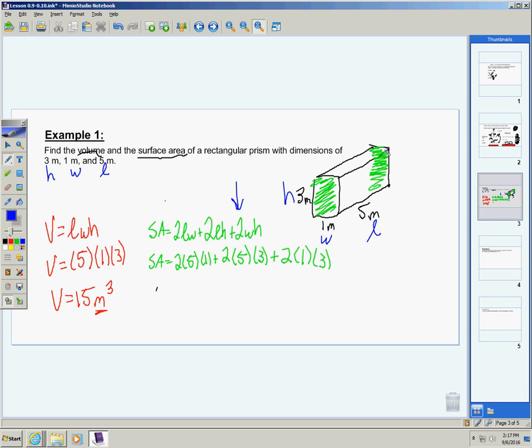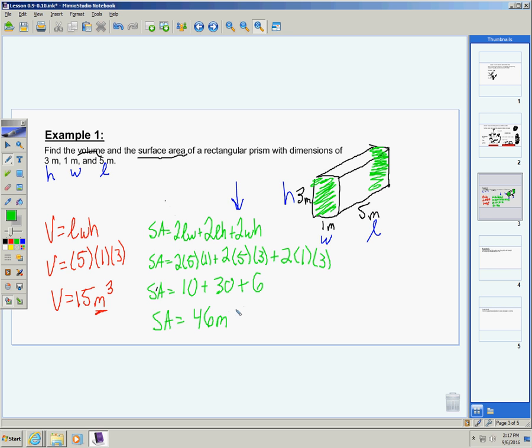And now I just evaluate this. Surface area equals 2 times 5 times 1 is 10, plus 2 times 5 times 3 is going to be 30, plus 2 times 1 times 3 is 6. Now I just add up 10 plus 30 plus 6, that gives me 46, and now I have to add my label. My label will be meters, because that's what we're working with, and we're finding surface area, and remember, whenever we're dealing with area, we're always going to square our answer.